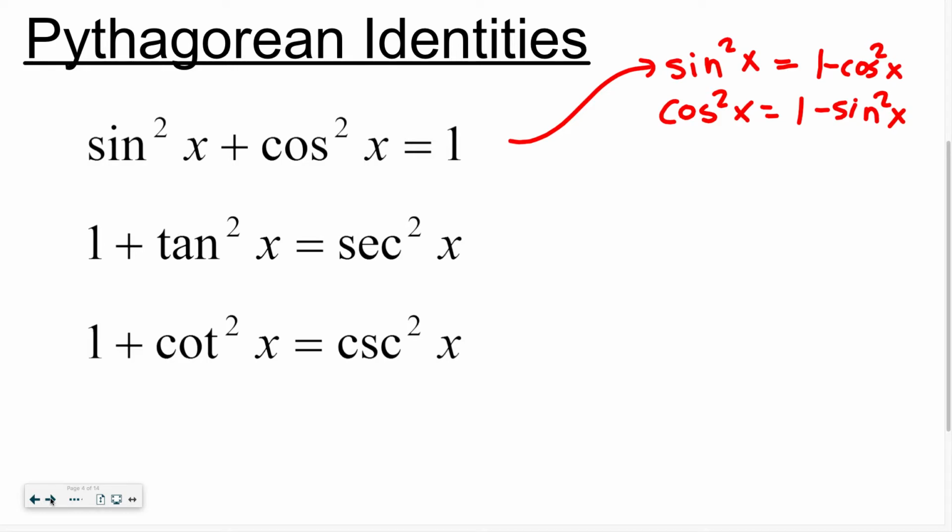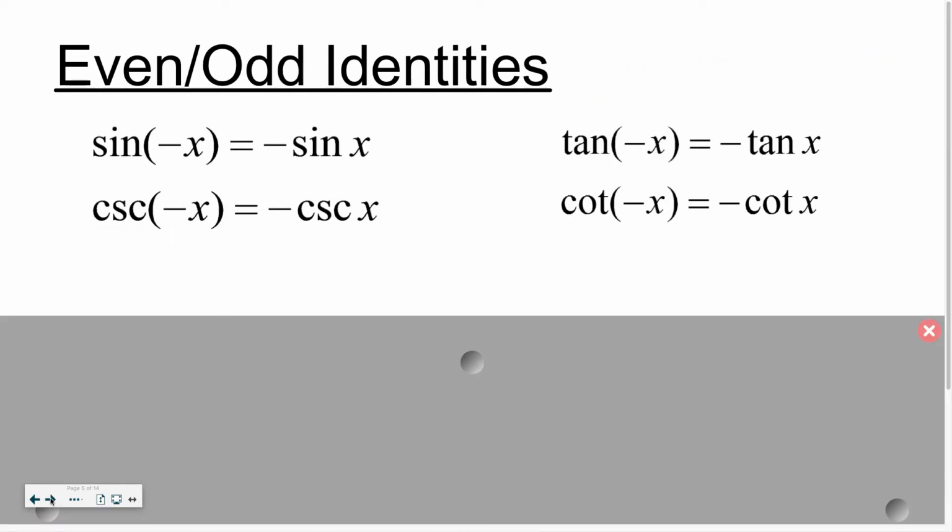Okay, the last identities are going to be even odd identities. The identities that I have given you so far are very important. You are responsible for knowing each and every one of them. The even odd identities I'm giving to you today because they may be on your homework, but you don't necessarily have to have them all memorized. They're called even odd identities because they go with whether your function is even or odd.